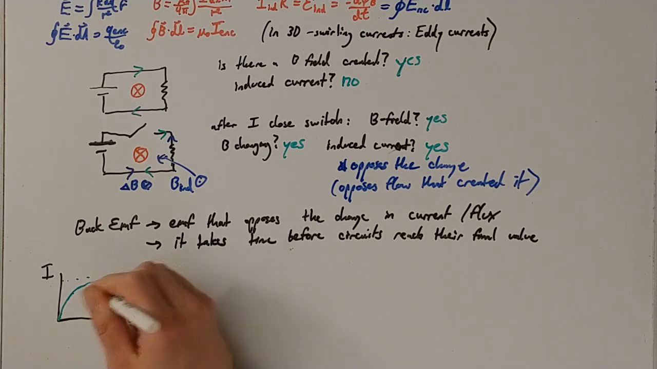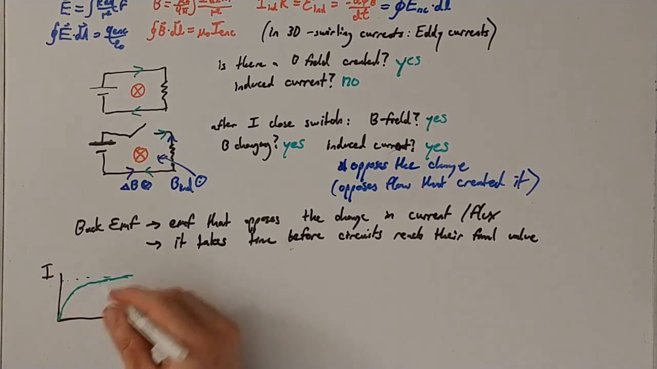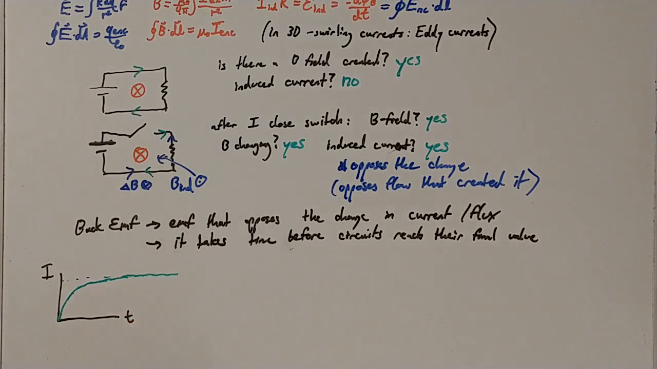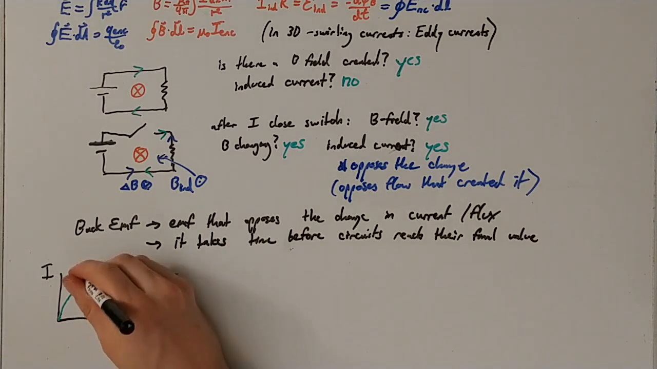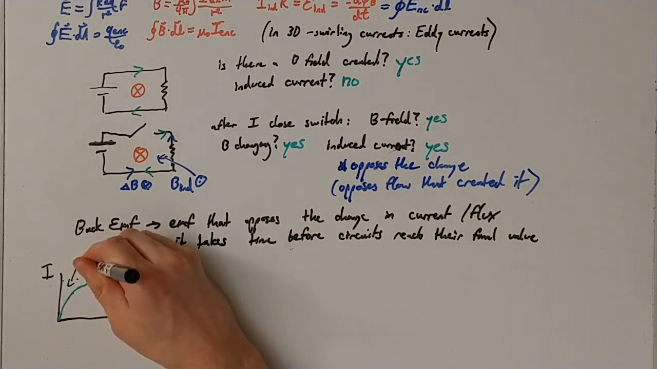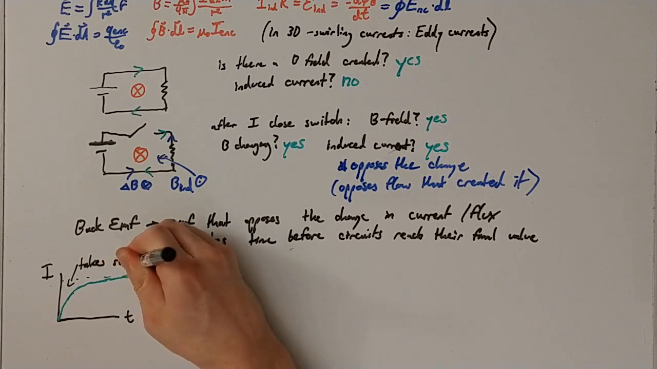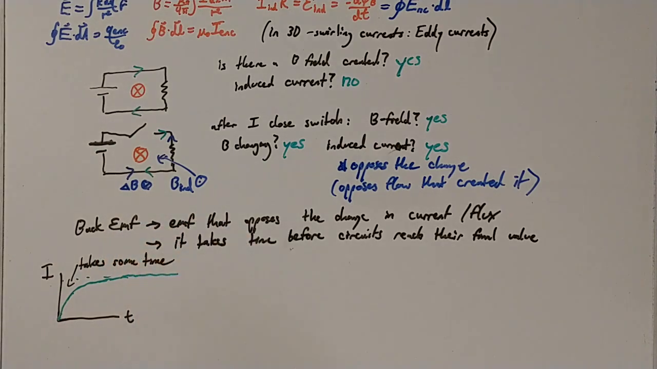So you actually need some time to get up to your full current level, and the fact that it takes time to get up to the full current level, that opposition comes from this back EMF. So let's just note here, it takes some time. And this applies to all real circuits. All real circuits have at least a small amount of back EMF. It takes them at least a little bit of time to get up to their full amount of current.